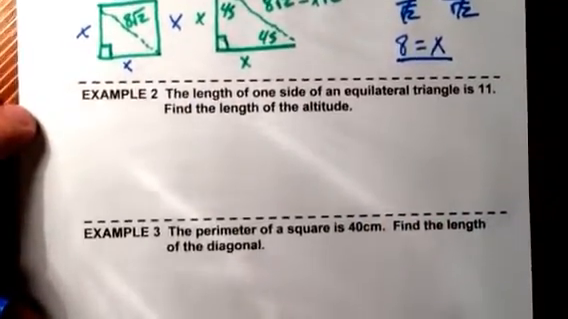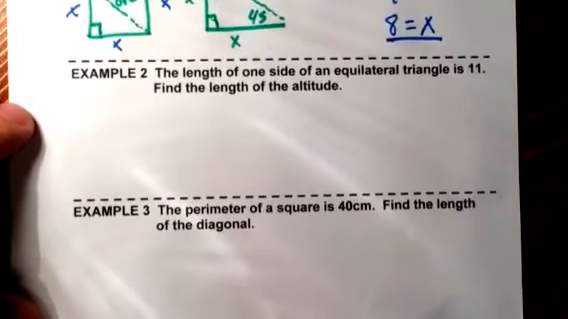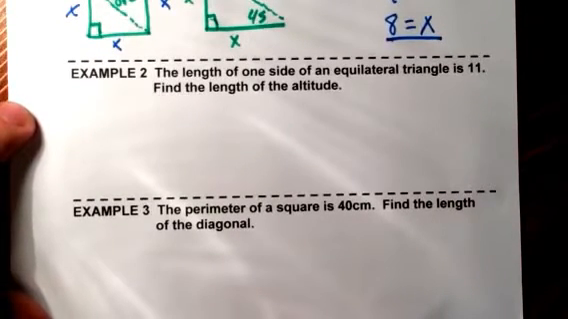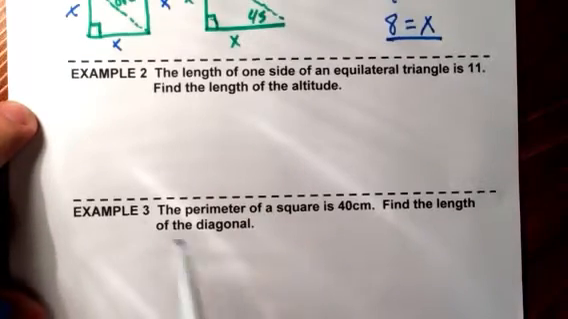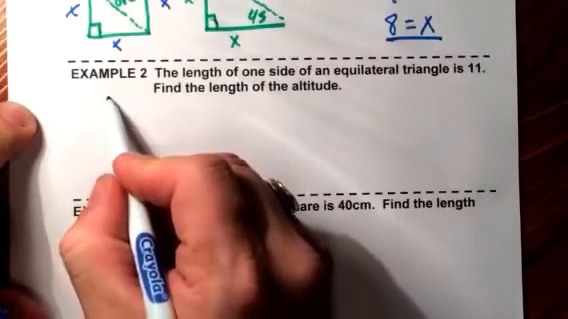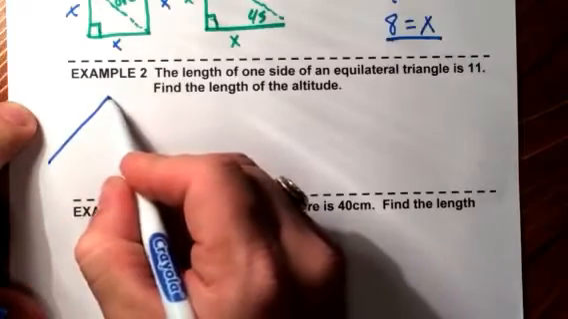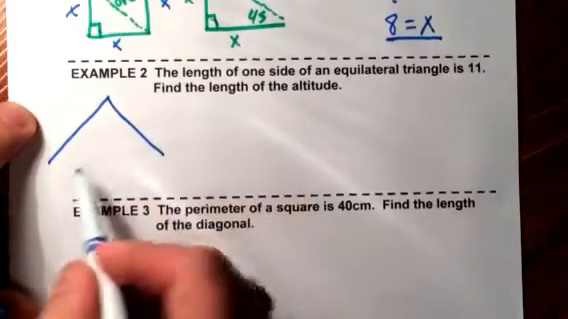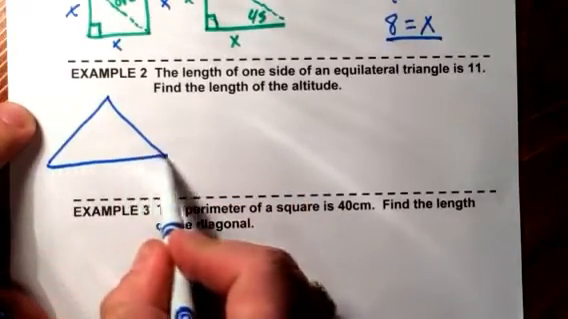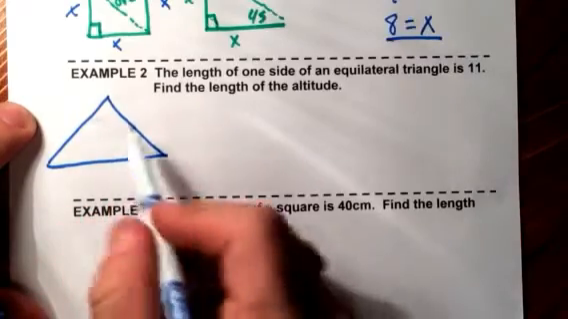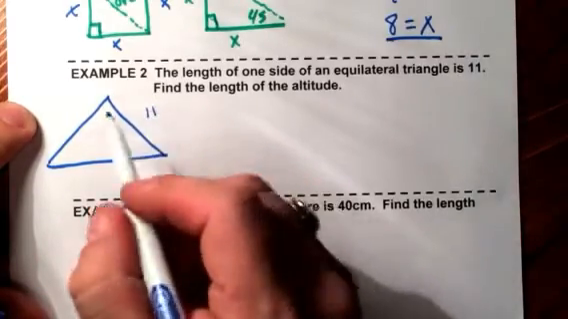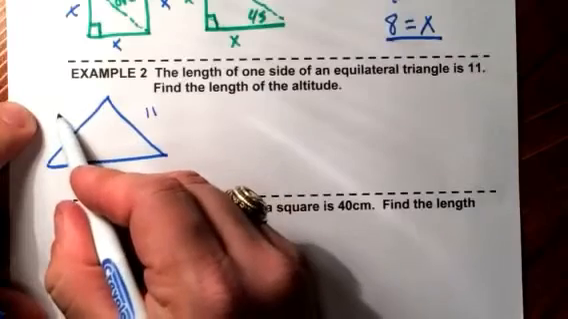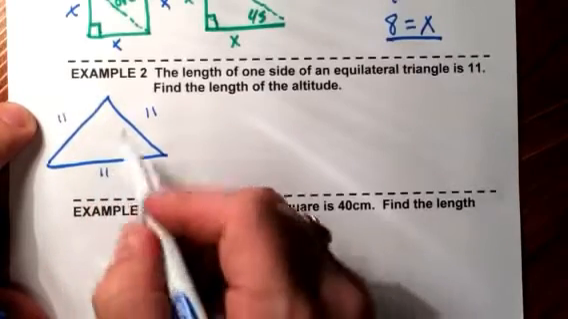Let's look down at example number 2. The length of one side of an equilateral triangle is 11. Find the length of the altitude. Now, if you remember, if I have an equilateral triangle, I'm going to have 3 sides. They're all going to be congruent. So if this side's 11, this side would be 11, and this side would be 11.